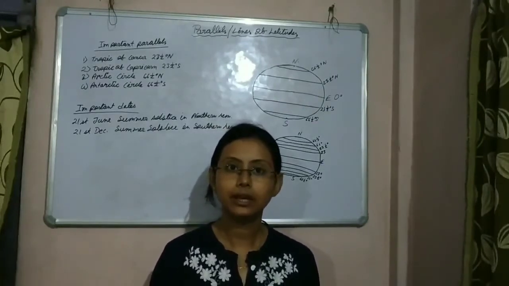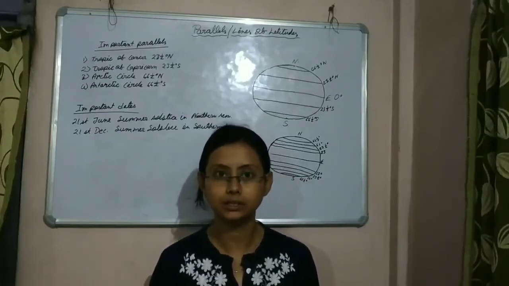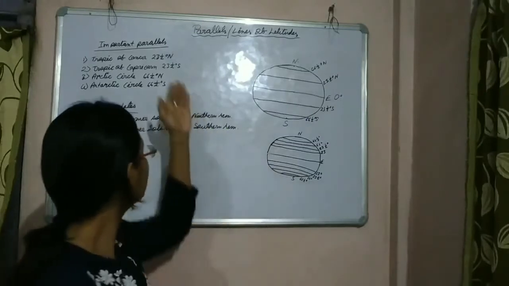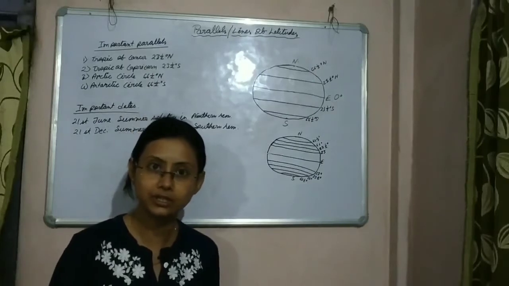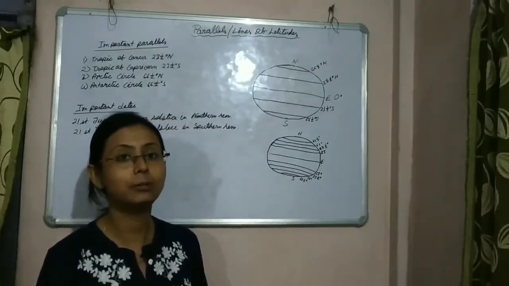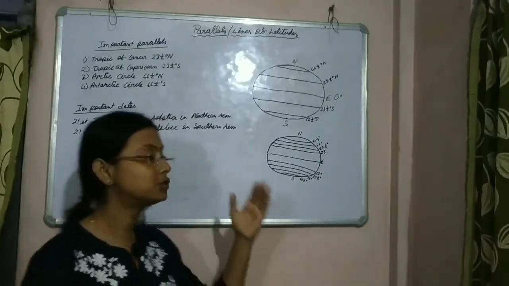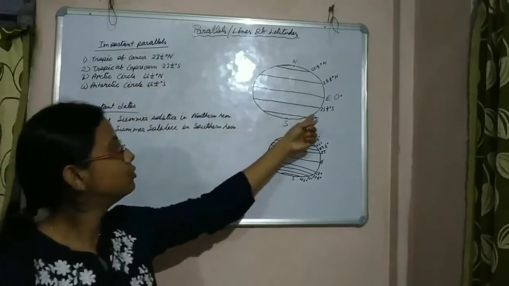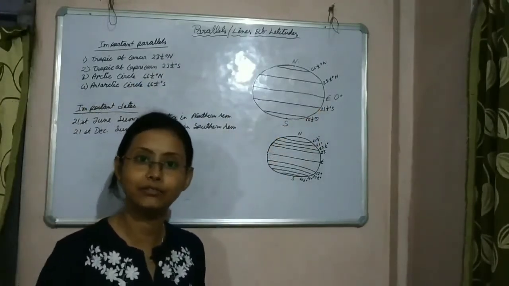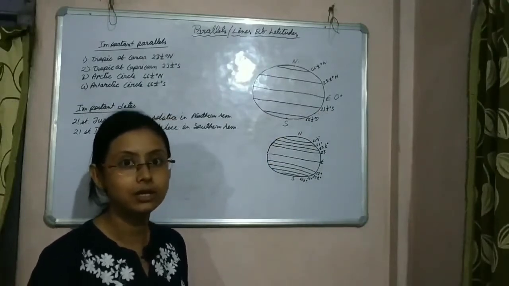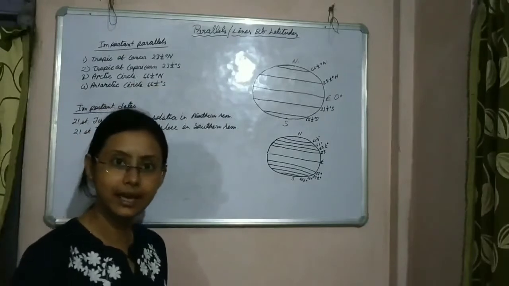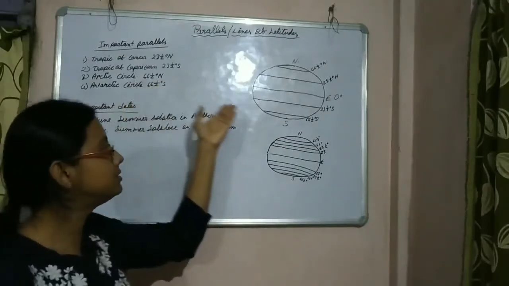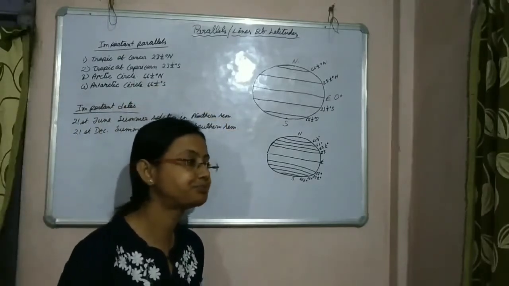Now let's see, among these 181 parallels, some important parallels are there. What are they? The important parallels are the Tropic of Cancer, whose latitude is 23 and a half degree N, that means imagined on the northern hemisphere. The next one is the Tropic of Capricorn, whose latitude is 23 and a half degree S, that means it is located on the southern hemisphere. Next are the Arctic Circle, 66 and a half degree N, and the Antarctic Circle, 66 and a half degree S.